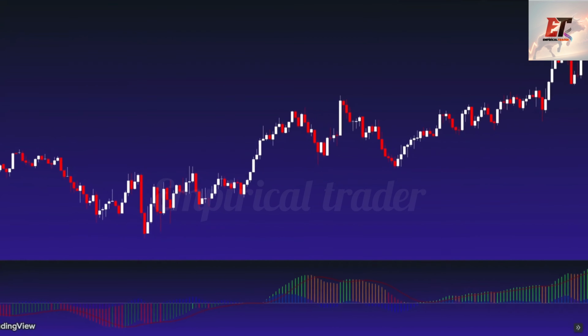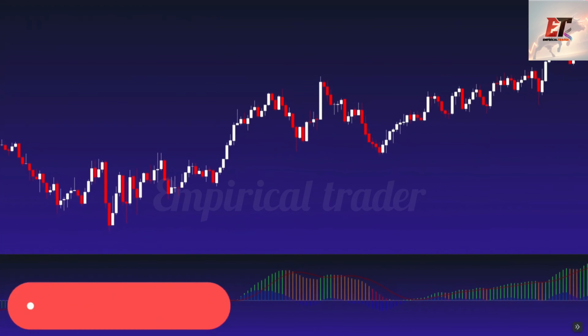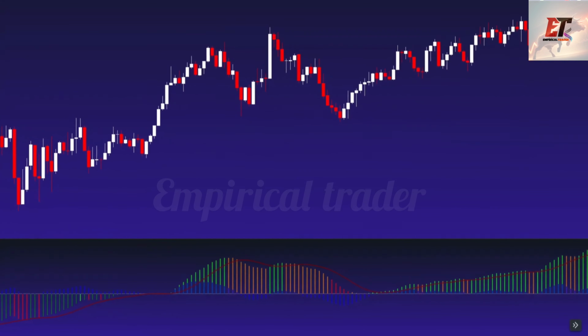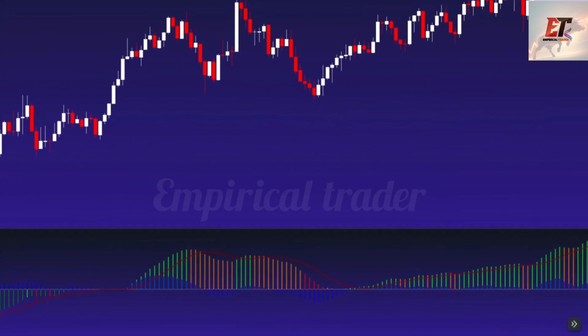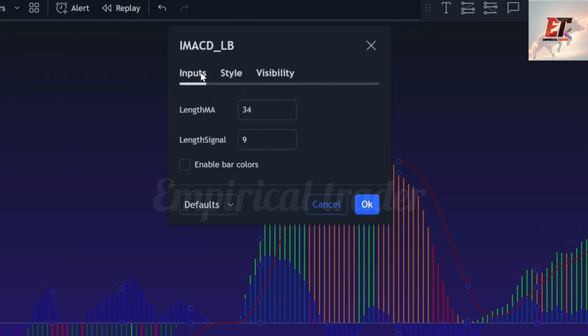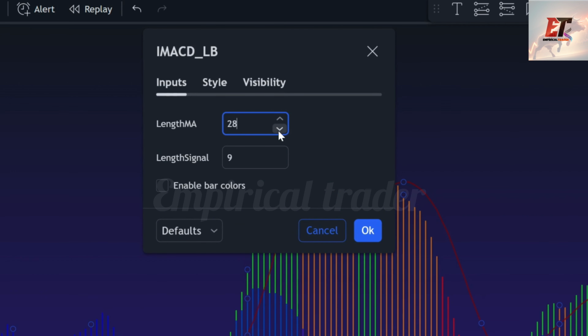Once it's there, you'll see a classic MACD histogram hanging out below the chart, along with a handy signal line to guide you on when to jump in or out of a trade. You'll see some settings we can play with. First, in the inputs part, change the length MA number to 27, but leave length signal alone at 9. Next, turn on the bar colors option.